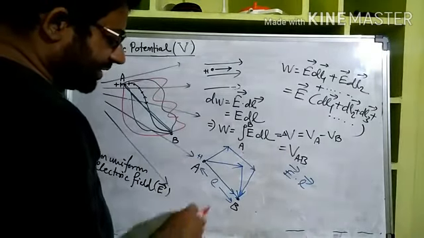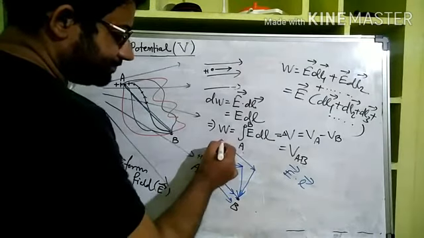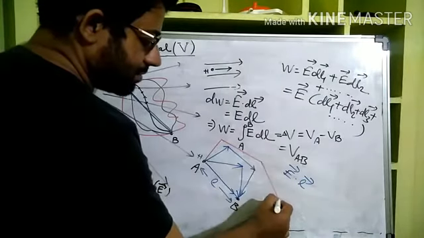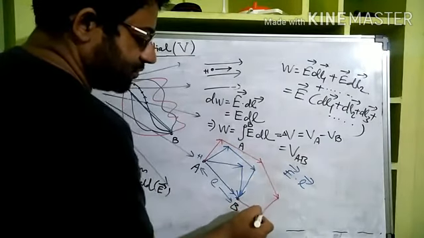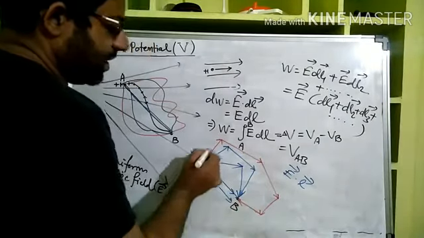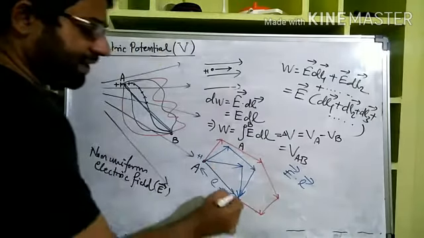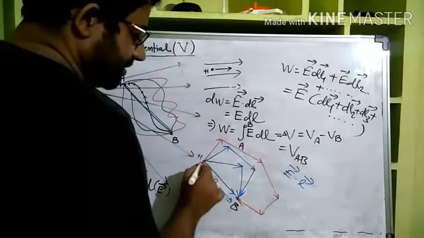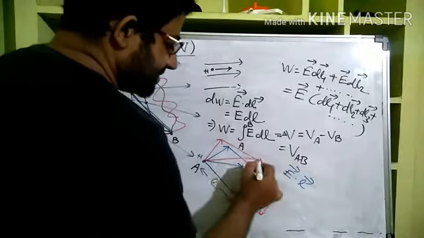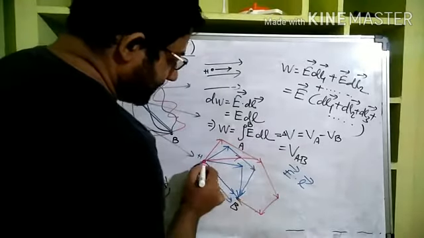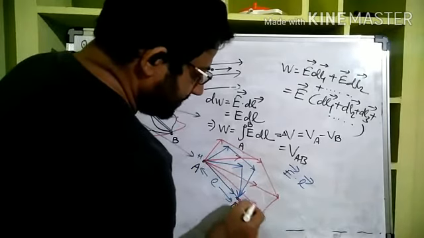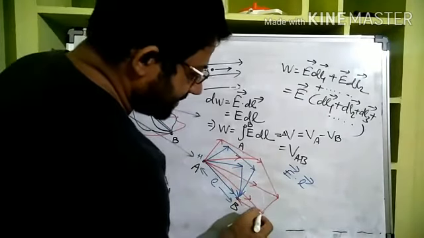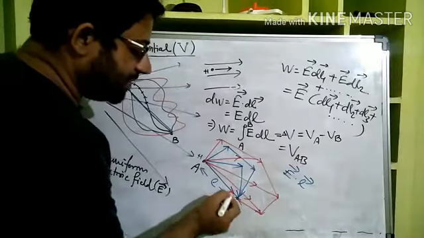So in whatever path you travel, let us say you travel this way, this way, this way, you are taking a unit positive charge, whatever path you follow and bring it to B, then this vector plus this vector is this vector, and this vector plus this vector is this vector, and this vector plus this vector is this vector, and finally this vector plus this vector is again AB only.